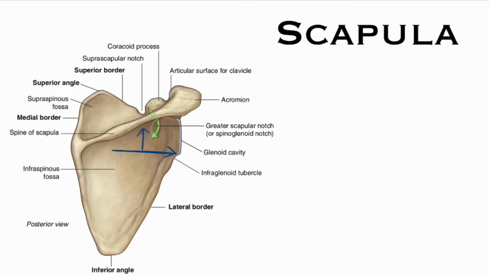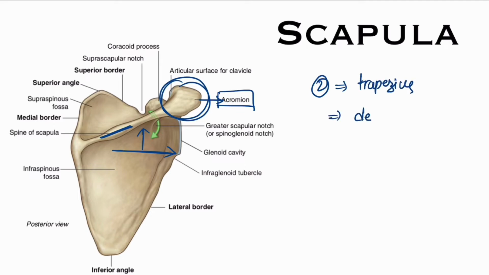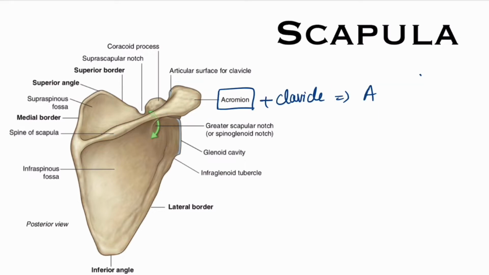Laterally and superiorly, the spine of the scapula extends as the acromion process. This is the acromion process here. To the spine of the scapula, two muscles are attached. They are the trapezius and also the deltoid muscle. These two muscles are attached to the spine of the scapula. This acromion process attaches to the clavicle to form the acromioclavicular joint.